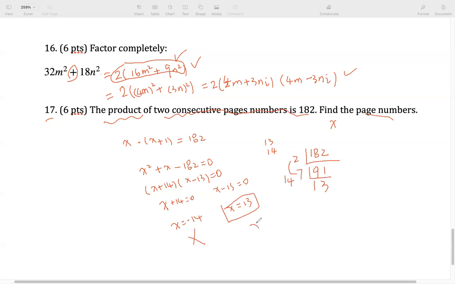If x equals 13, x plus 1, the next page, is 13 plus 1, which is 14. So to answer the question, the page numbers are 13 and 14. Okay, so this finishes the solution set for exam 2.